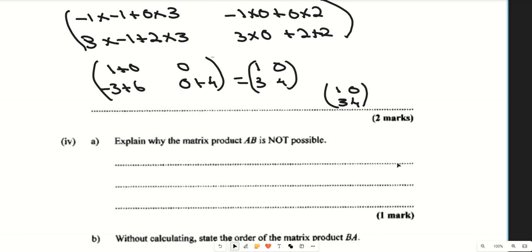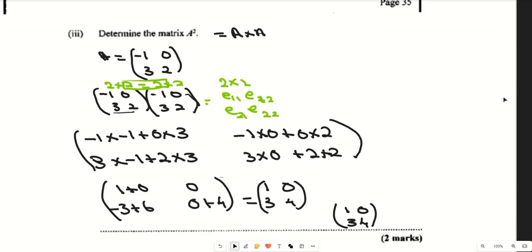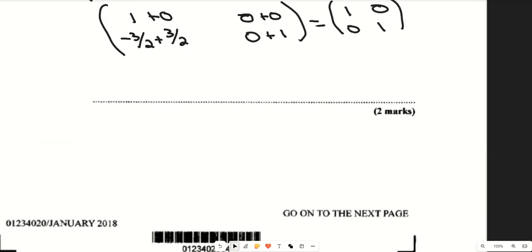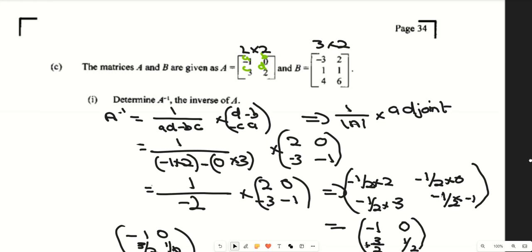Explain why the matrix of the product AB is not possible. So let's recall, and I have been saying this all through the video, A was a 2 by 2 matrix, and B, if I'm not mistaken, was a 3 by 2? Hold on, let me just make sure. So when we were doing this, B is 3 by 2.